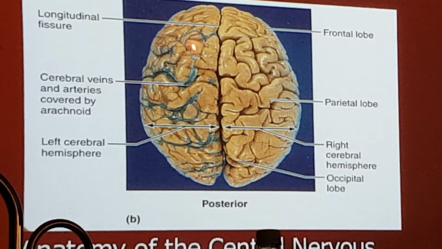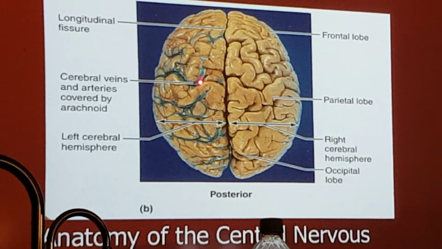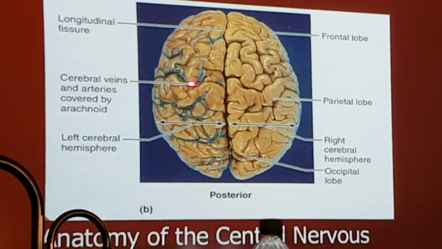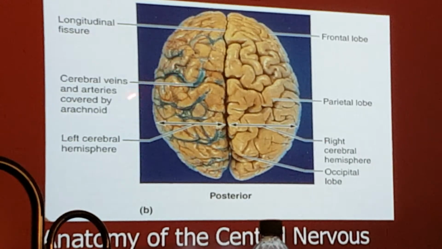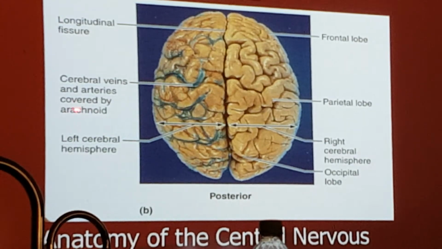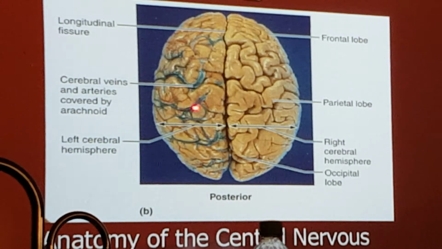I think those are words on the lab. And what's that? I don't really agree with "covered by arachnoid"; I would say covered by pia mater. There's that little bit of membrane that you see there. This is the longitudinal fissure.